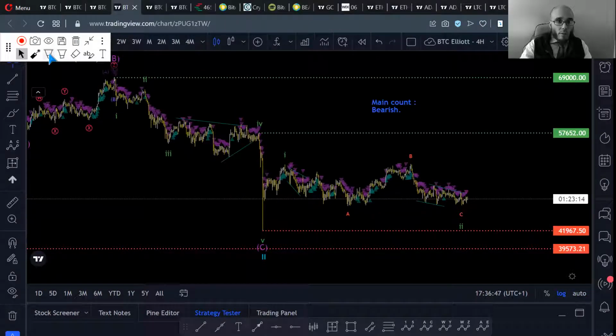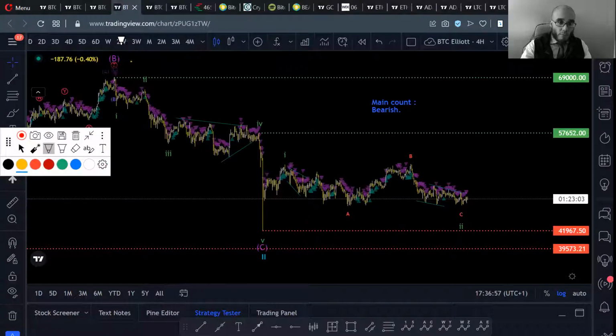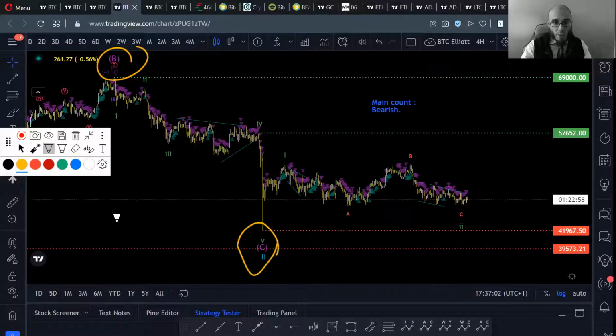my chart. So here we have the chart of the wave count on Bitcoin, and we did have a wave B top here, and we might have had a wave C bottom here.